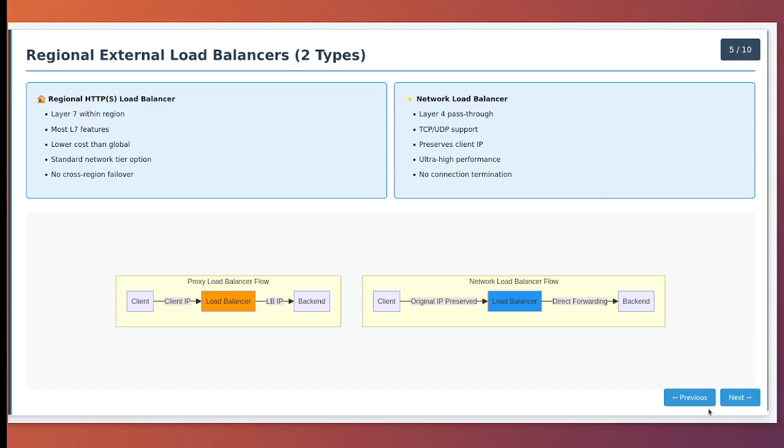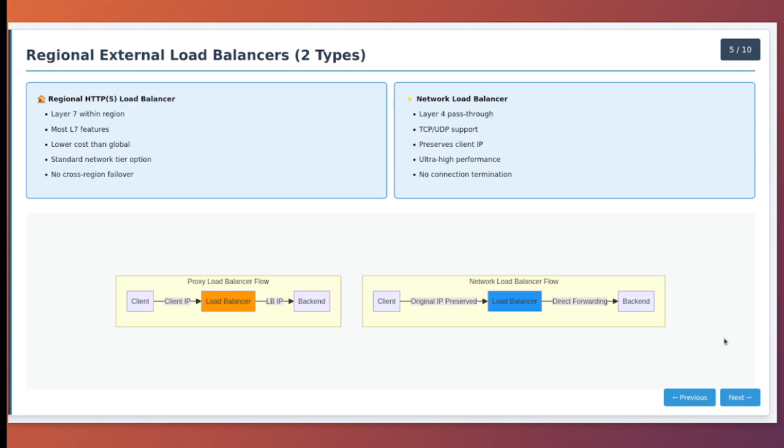The Regional External HTTP/HTTPS Load Balancer is a newer addition to GCP's load balancing family. It provides Layer 7 load balancing within a region and supports most of the same features as the global version, including URL maps, SSL termination, and Cloud Armor. The key difference is that it doesn't provide global anycast IPs or cross-region failover. It's ideal for regional applications that need advanced Layer 7 features but don't require global distribution.